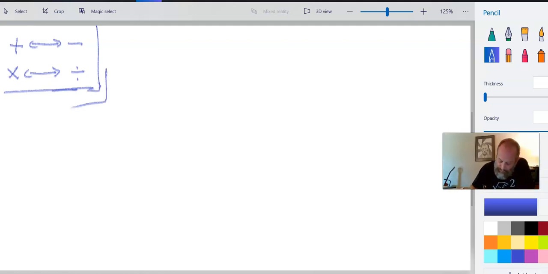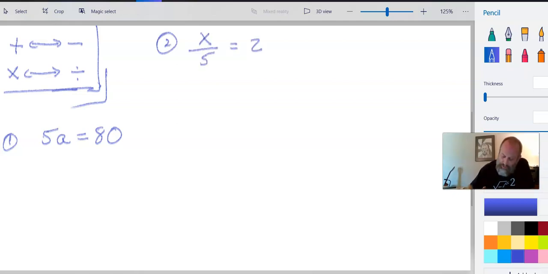Okay, so let's start with the first one. Let's say 5 times a is equal to 80. So that's your first problem. And then x divided by 5 is equal to 2. So there's your second one. And then the third one is going to be 2/3 times x is equal to 5/2. Okay, so there's 3 problems here, and they kind of move up in difficulty as you move across.